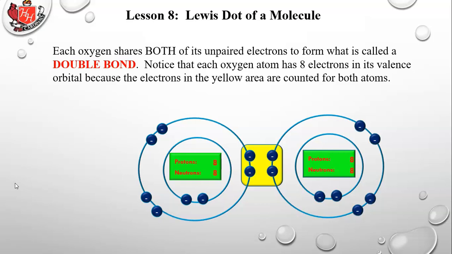Double bonds are stronger than single bonds. They are also shorter than single bonds. That might seem a little counterintuitive. You have 4 electrons in there instead of just 2, but they actually pull tighter together. So it's a shorter bond length between them, and it's a stronger bond.